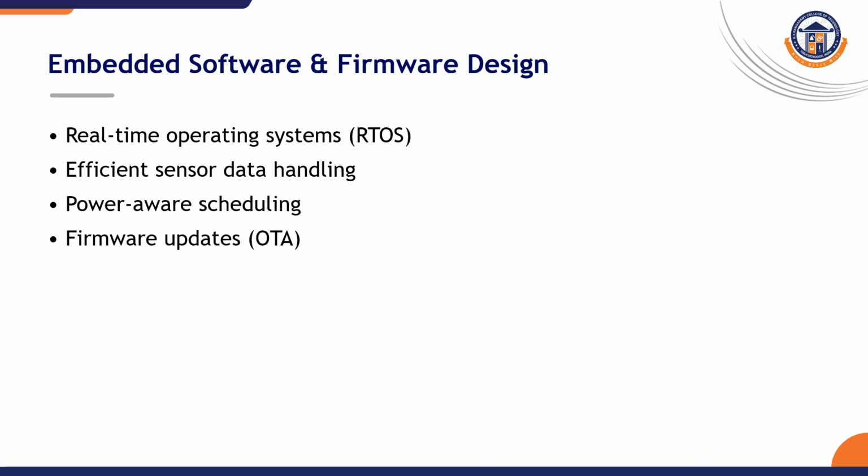And next, the important point is the operating system. What kind of real-time operating system are we using, how efficiently it handles the data acquired from the users, and the power-aware scheduling. Sometimes it will adapt to the users, and accordingly it will work. And how periodically you will update the firmware on the user devices.